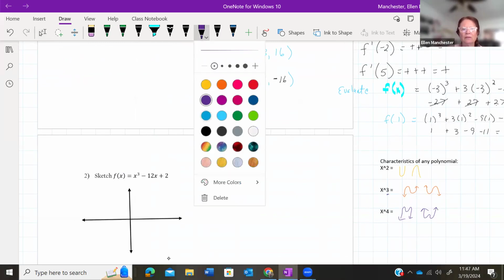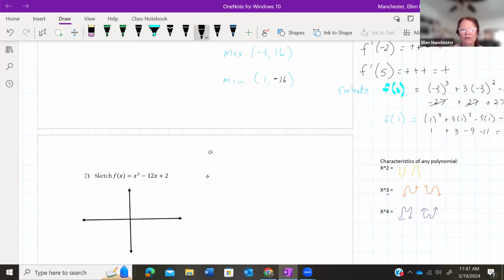Step 1. Find the domain. With these, domain is always negative to positive infinity. I will tell you when that changes, right? When we get into word problems, you'll see there's a set restriction of the values that we can look at. Okay, step 2, you're going to find the derivative.